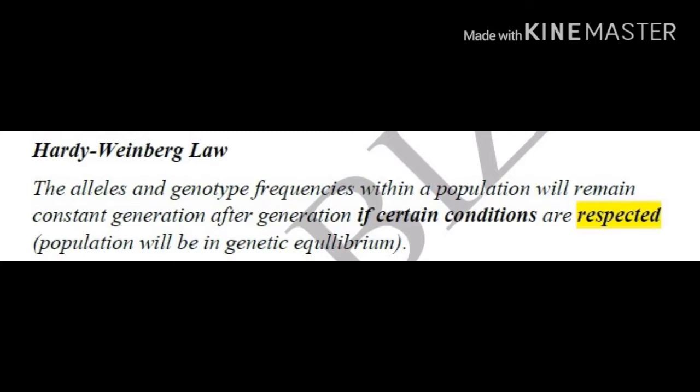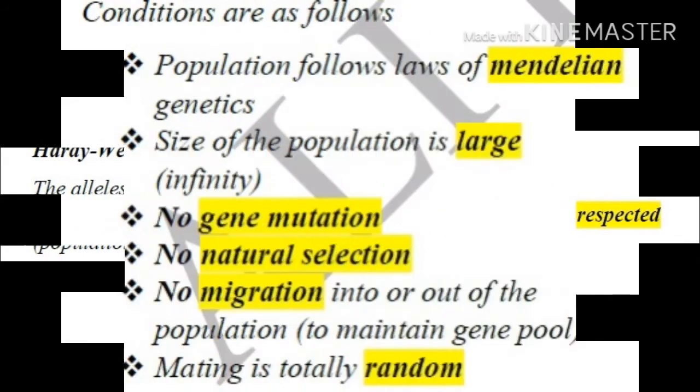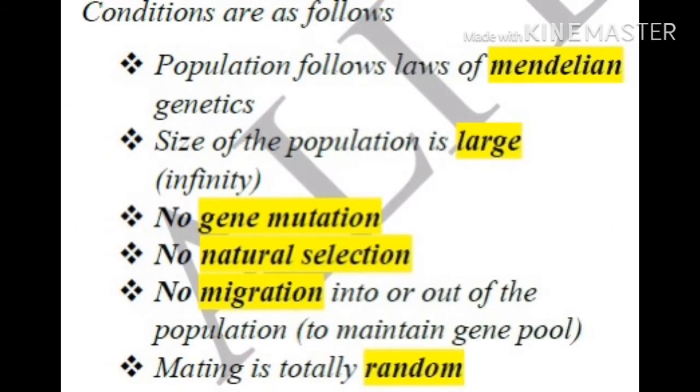Now, there are many conditions that have to be respected, and we're going to be diving into them one by one. The conditions are as follows. First of all, the population follows the laws of Mendelian genetics. Second, the size of the population is infinite or goes towards infinity. Obviously, when we're talking about animals or even plants, it's impossible to reach infinity, so using a large population size is good enough.